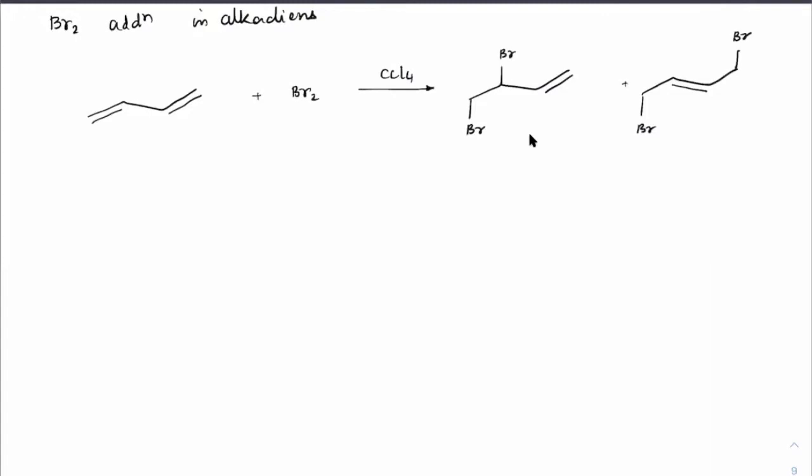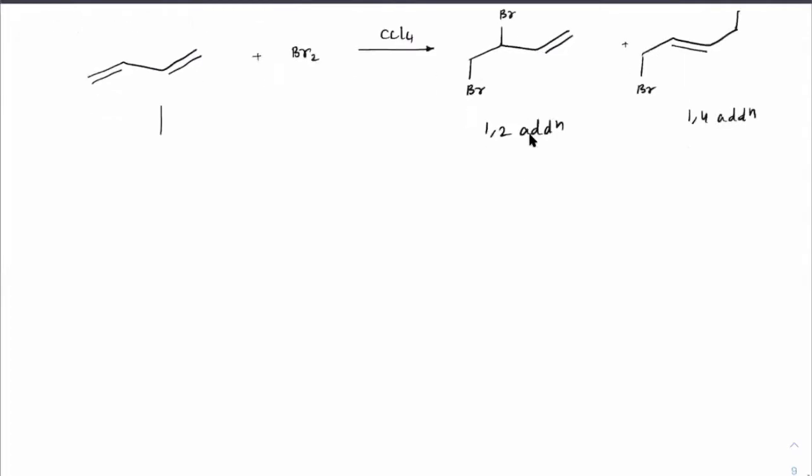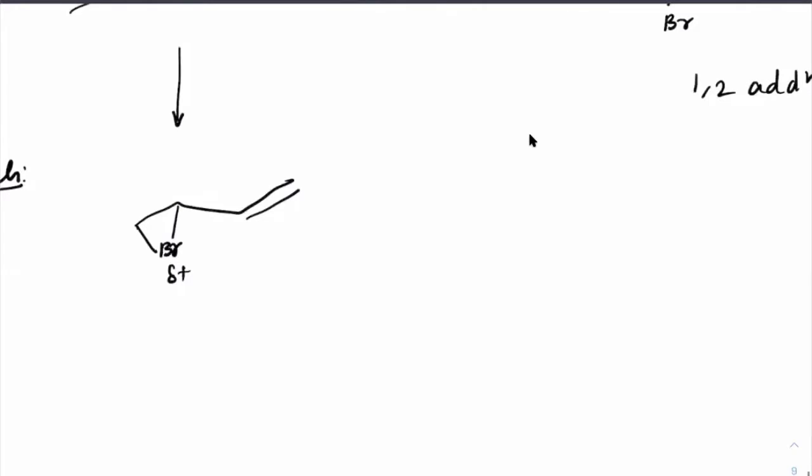Now, same way, you can say this is 1,2 addition, this is 1,2 addition, and this is 1,4 addition. Usually, we always expect that when the bromine is added, first a bromonium ion is formed, correct? Br plus is being formed. So, a bromonium ion will be formed here. Yes, but you can see this bromonium ion will have delta positive charge on both the carbons, because delta positive charge is carried on both of them. That's why it is called a non-classical carbocation.